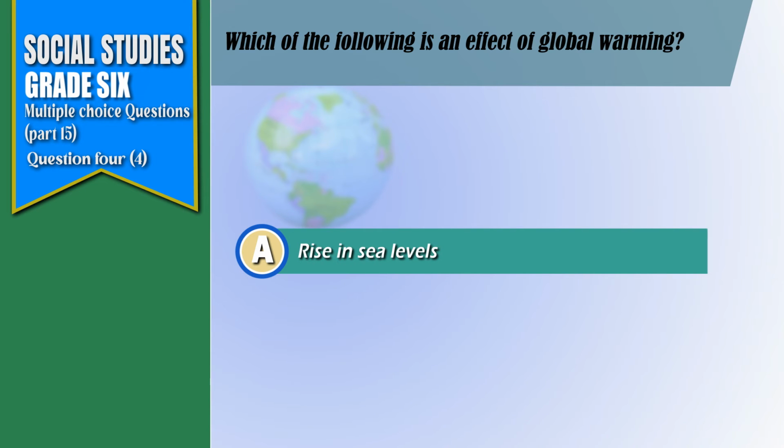Which of the following is an effect of global warming? Rise in sea levels. That is one of the effects that global warming has brought with it. And as a result, we have melting ice caps that lead to flooding, or we also have an increase in long periods of drought, and so that affects animals and plants. And also we have an increase in natural disasters, all because of global warming.